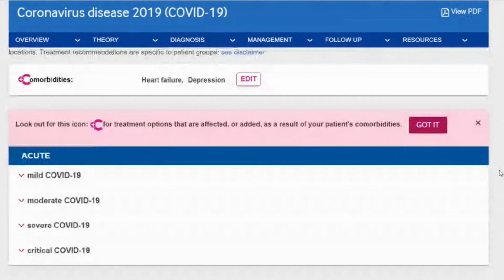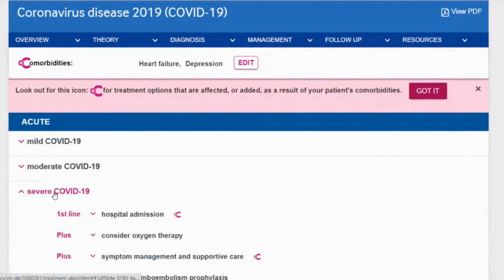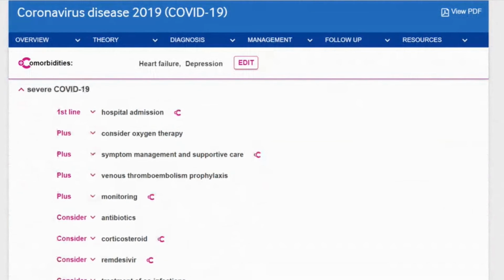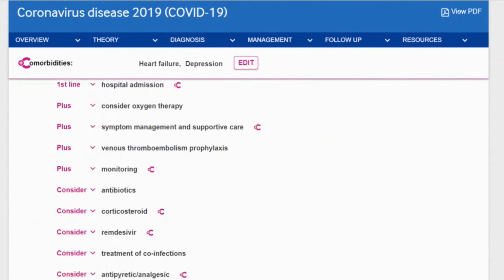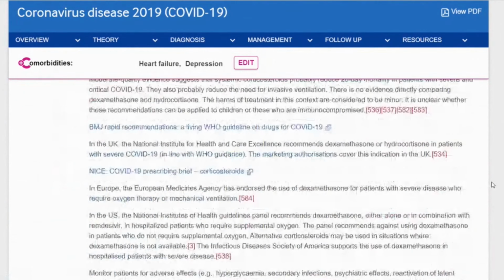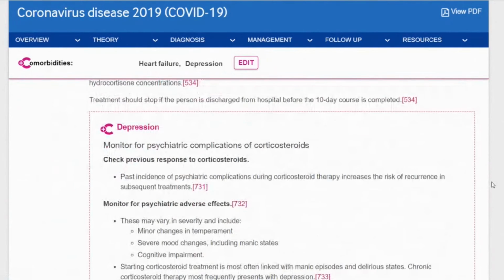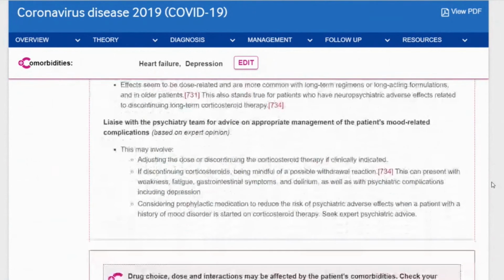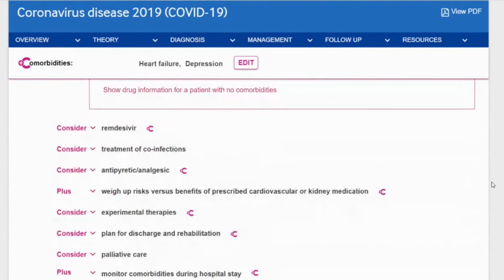And let's imagine that our patient has severe COVID-19 infection, unfortunately all too common at the moment. You can see it advises hospital admission, oxygen therapy, symptomatic and supportive care, all these different things, but also steroids and dexamethasone. We'll scroll down here, and it says, of course, your patient has depression, so you need to be very careful when giving them steroids. So that comorbidity is taken into account.